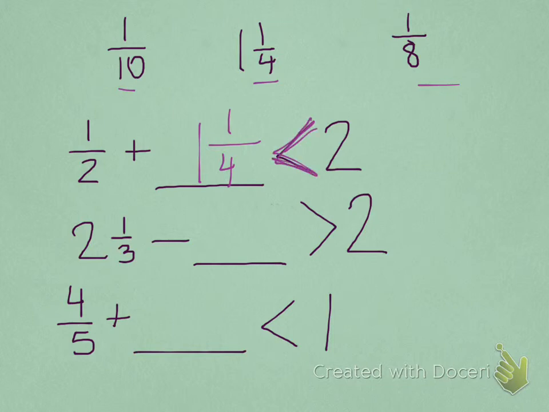The next one says 2 and 1/3 minus something is greater than 2. The only one that works here is 1/10. If I take away 1/8, it's going to be too much, so we'll put 1/10. C, 4/5 plus blank is less than 1. Either 1/8 or 1/10 would work. I'm going to put 1/8.